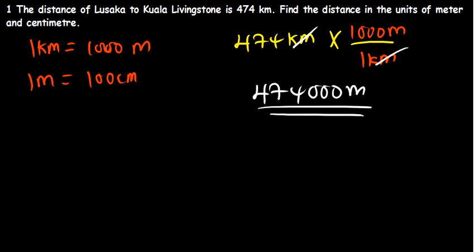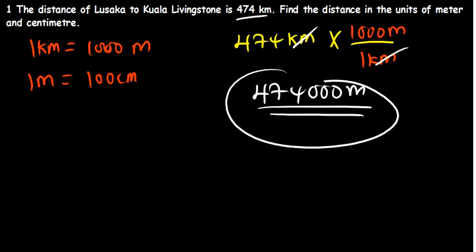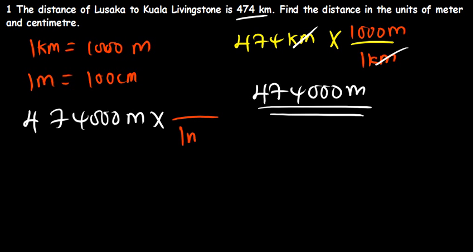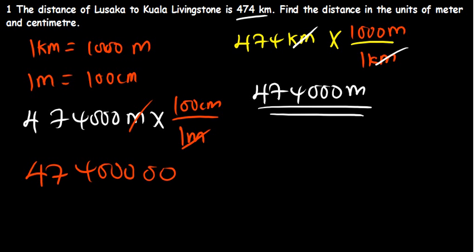Now I want to convert this 474 kilometers to centimeters. If I want, I can just convert these meters to centimeters. It's the same thing. So I'll say this figure in meters times, and I'll set the units in such a way that they cancel each other. In 1 meter, how many centimeters do we have? We've got 100 centimeters. Meter and meter will cancel. I just add the two zeros.